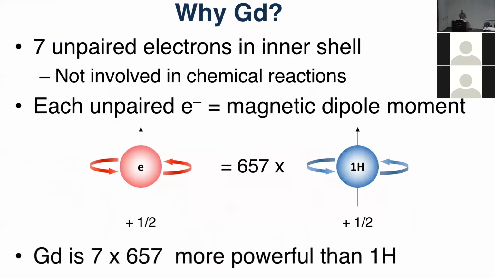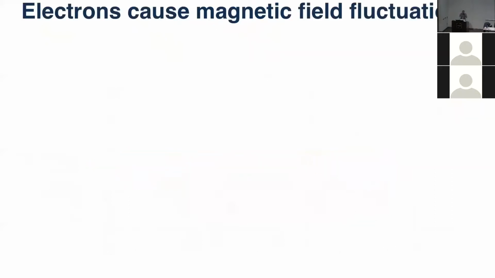So gadolinium, as a contrast agent, is, for each electron, 657 times more powerful than hydrogen, except that there's 7 unpaired electrons. So whatever 7 times 657 is, it's probably like 4,500. So gadolinium is about 4,500 times more powerful than a hydrogen proton as a contrast agent on MRI.